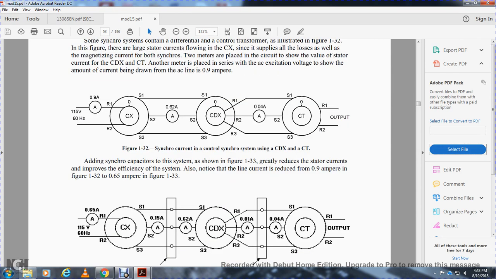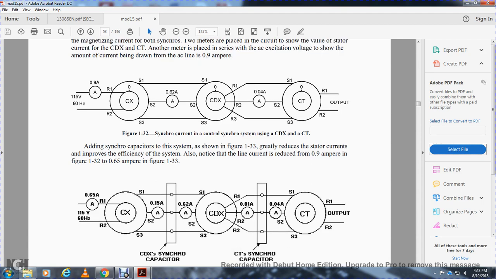Adding synchro capacitors, shown in figure 133, greatly reduces the stator current to improve the efficiency of the system. I'll note that the line current is reduced from 0.9 amperes in figure 132 to 0.65 amps in figure 133. Alright, you get 0.65 amperes in the ammeter with rotor 1 and rotor 2 at 115 volts, 60 hertz.